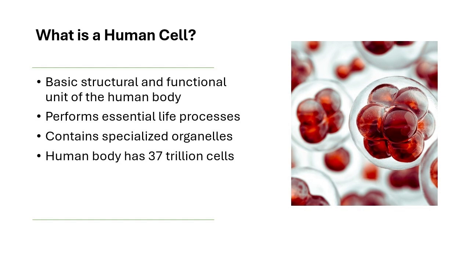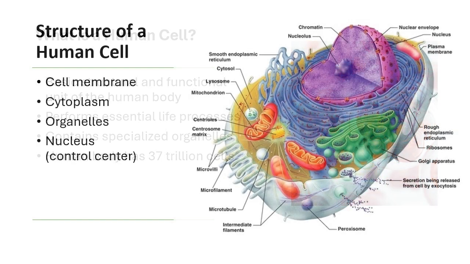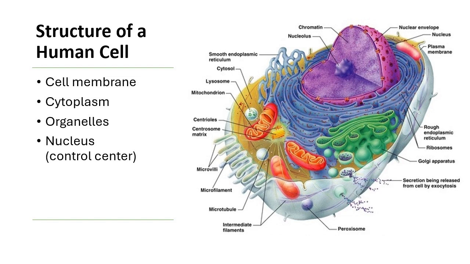There are many types of cells, such as nerve cells and blood cells. Structure of a human cell. All human cells have a membrane, cytoplasm, organelles, and the nucleus. Each part has a unique role, helping the cell work properly. Now let's move to cell organelles. We discuss each organelle separately.